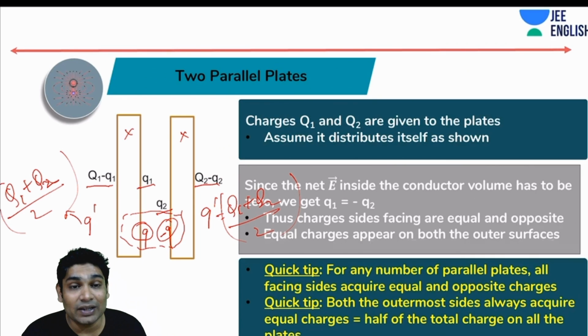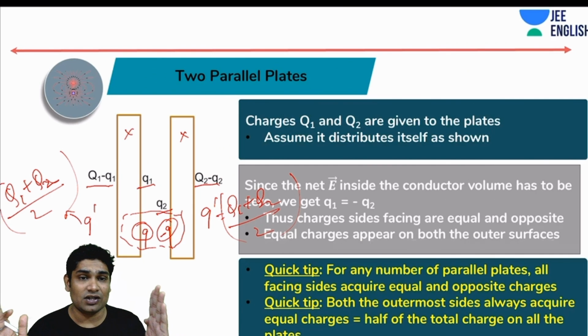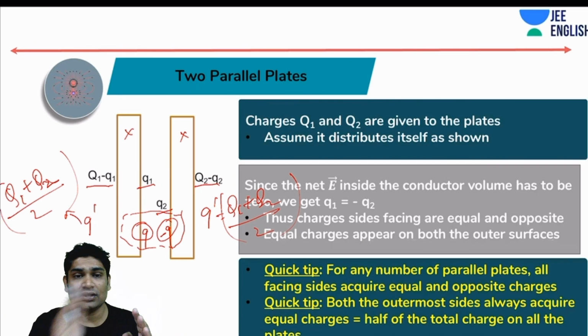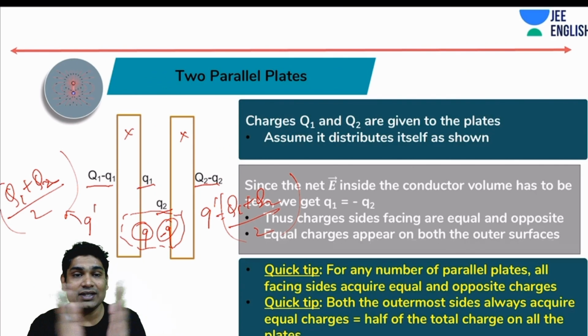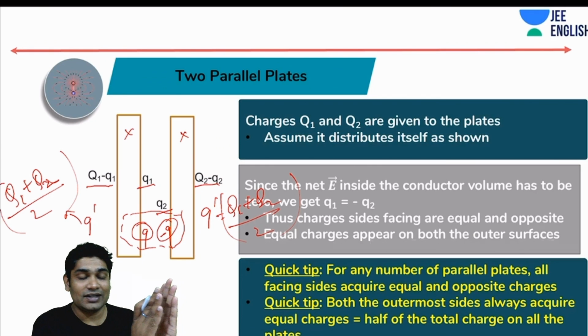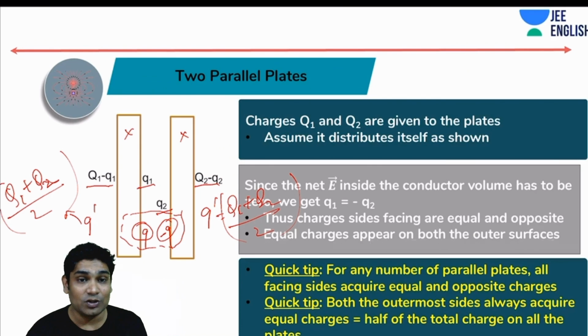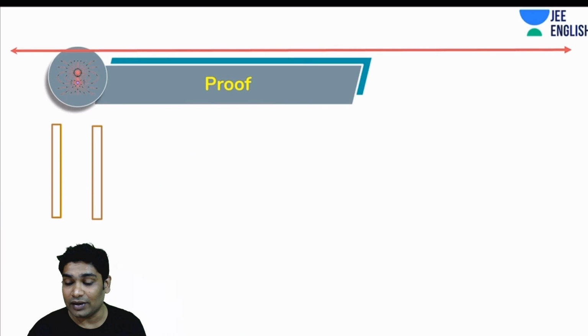Right? So remember this. These are very important facts when you find out charge distribution. One, facing sides will get equal and opposite charges. Second, the outside sides, there will always be two ends in any kind of configuration. Both the surfaces on the outside ends will have half of the net charge each. Half of the net charge will appear here and half of the net charge will appear here. And inside, every facing surface will have equal and opposite charges. Remember these two points, they will help you determine your answers.